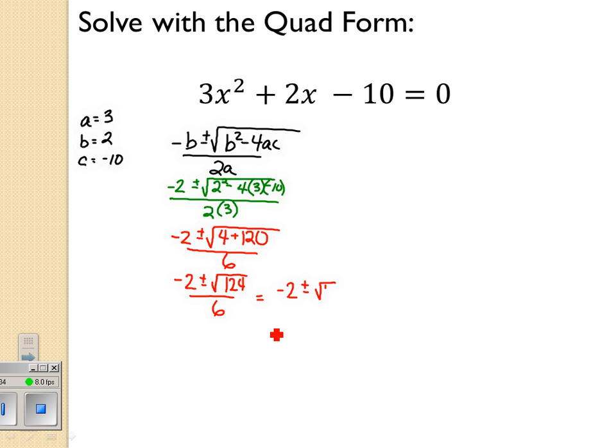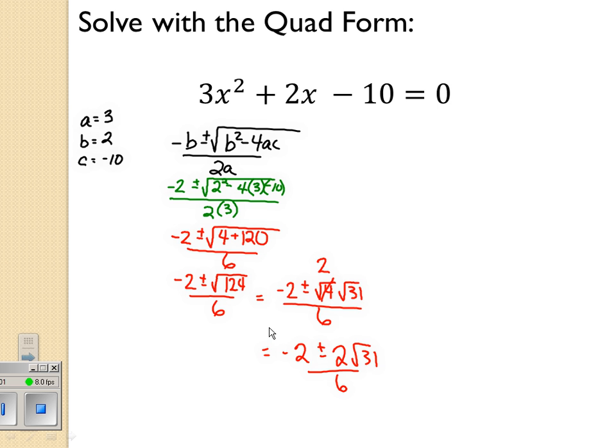So we can break root 124 into two smaller roots. Square root of 4 and a square root of 31 would multiply together and give us that root 124. Root 4 is solvable. Gives us a 2. So now we are at negative 2 plus or minus 2 times the square root of 31 all over 6.